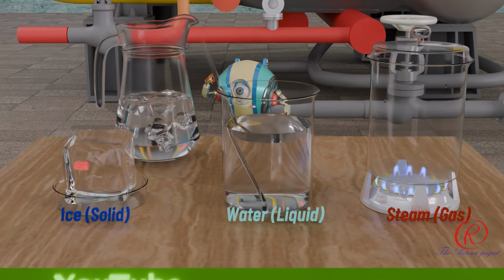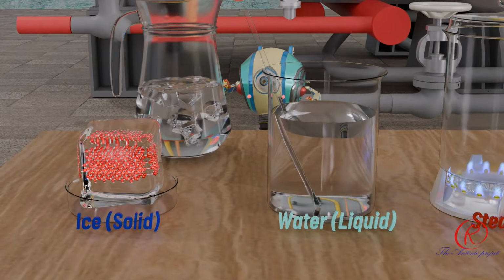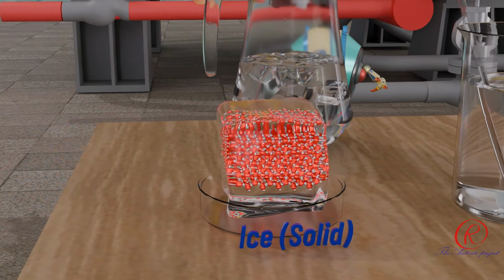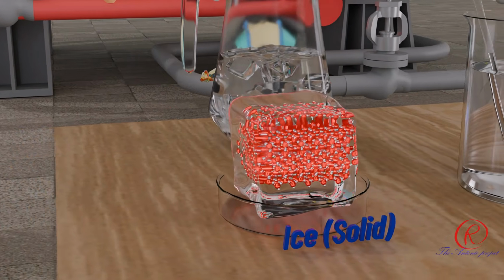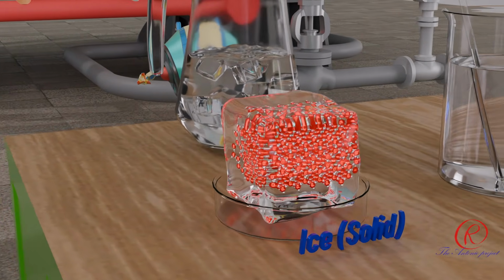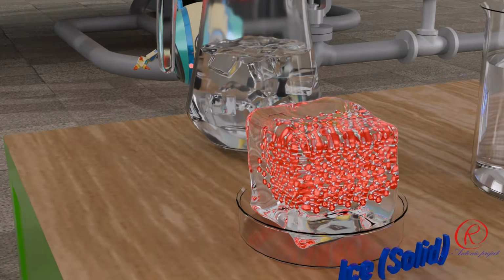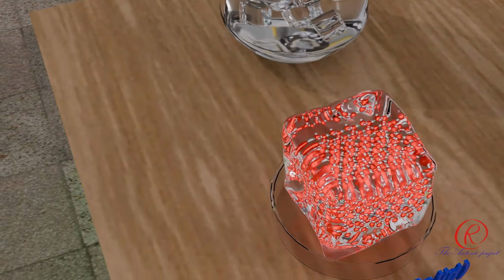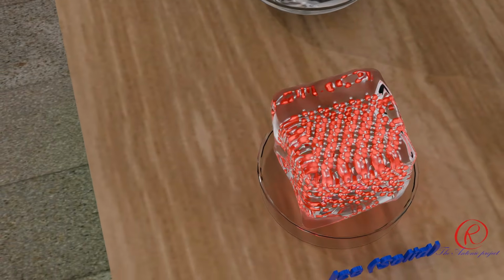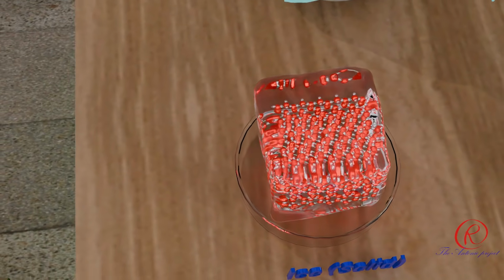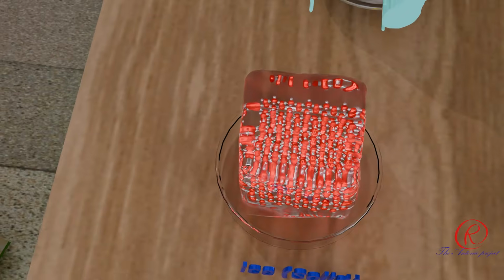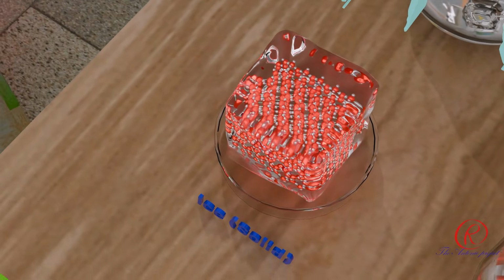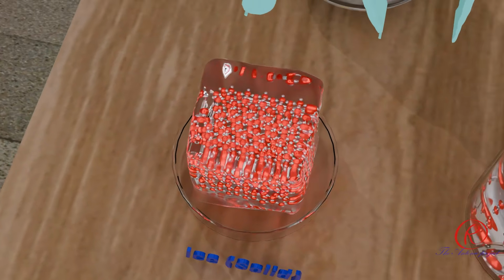Solid state. In the solid state, water is called ice. This occurs when water freezes at temperatures below 0 degrees Celsius or 32 degrees Fahrenheit under normal atmospheric pressure. Characteristics: ice has a fixed shape and fixed volume. Molecules are closely packed. Ice is less dense than liquid water, with more space between molecules compared to liquid water, which is why ice floats.